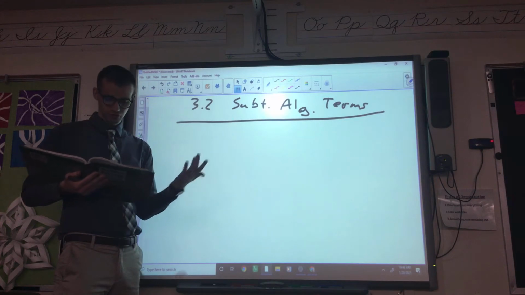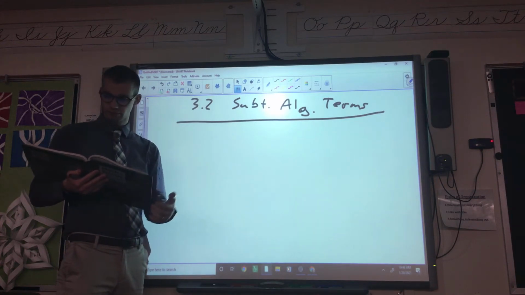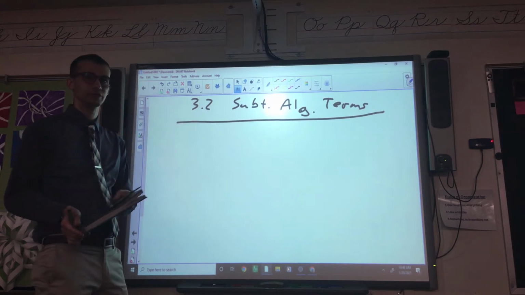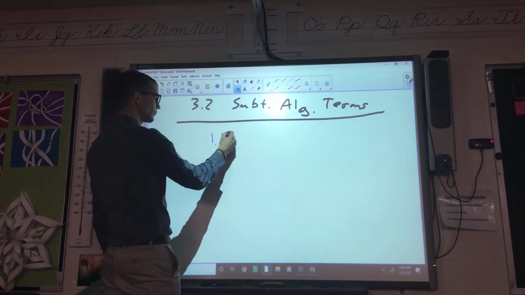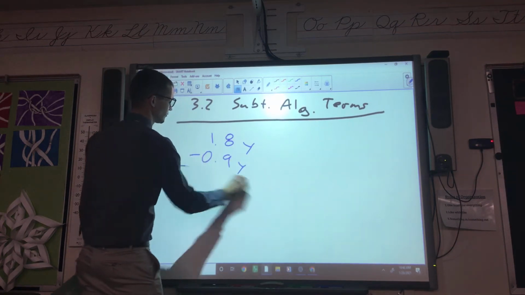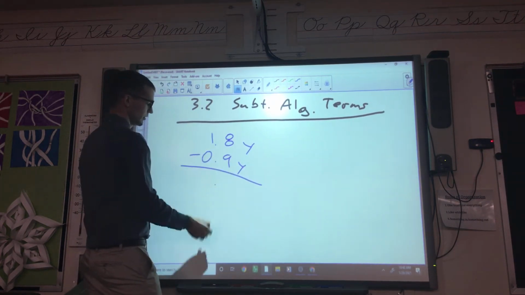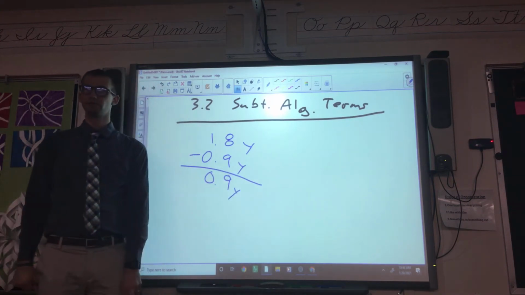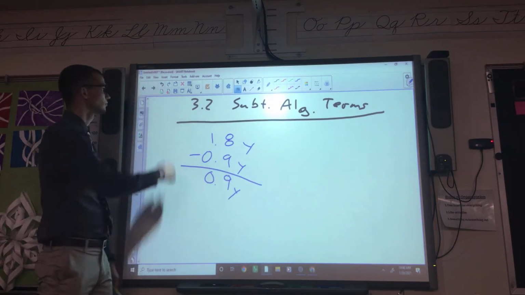So basically, you're just subtracting them. You can see example 3, top of page 141, 1.8y minus 0.9y. Okay, well if you got 1.8y minus 0.9y, the decimal stays here, and the y keeps on, right? Not super complicated.